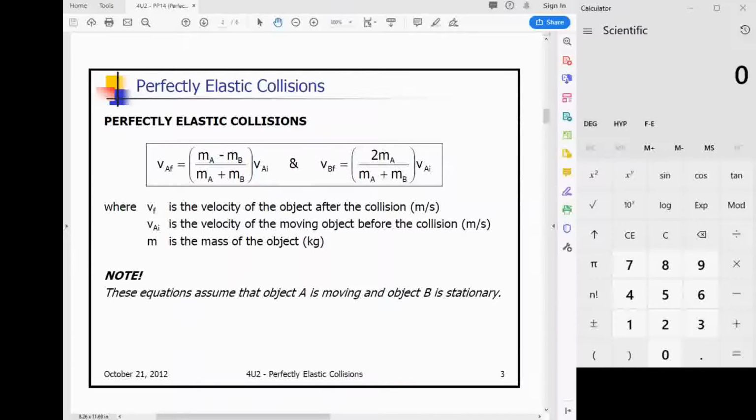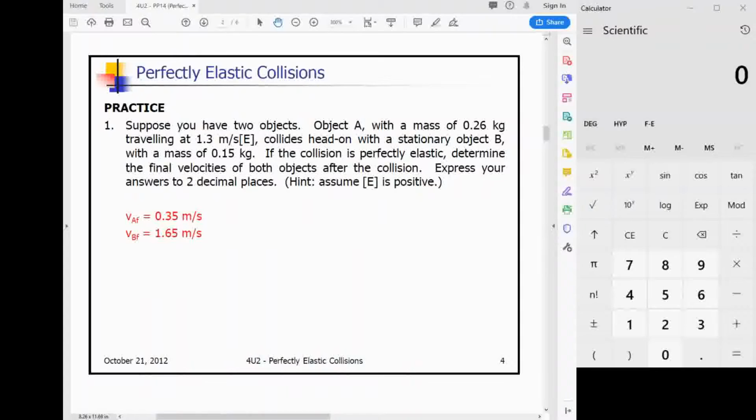Now, for these equations, and if you read your textbook you'll understand this as well, object A is moving, object B is stationary. That's very important. Without that, these equations become a bit more complicated. But in reality, we can always set our equations in such a way that object B is stationary relative to object A. I'll show you how to do that a little further on in this lecture. But just keep in mind, it even says it on your formula sheet: these equations assume object A is moving and object B is stationary.